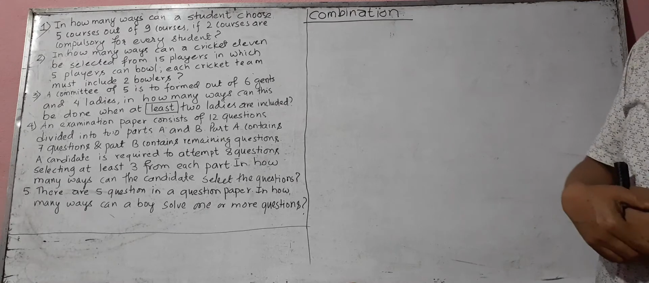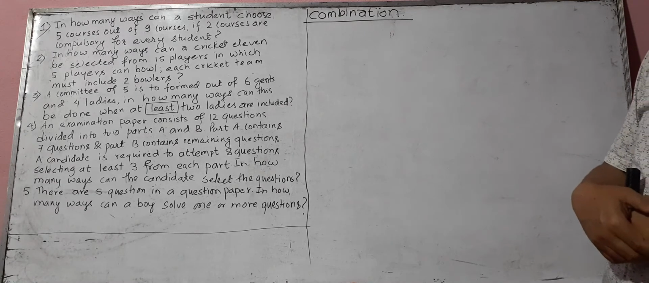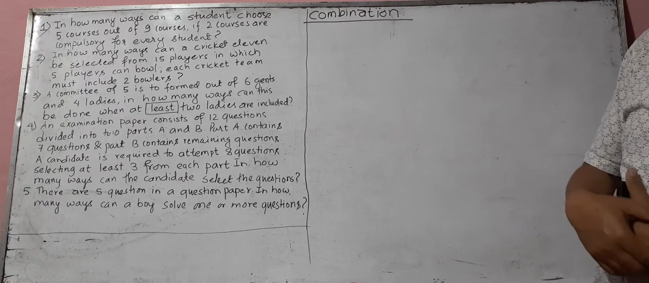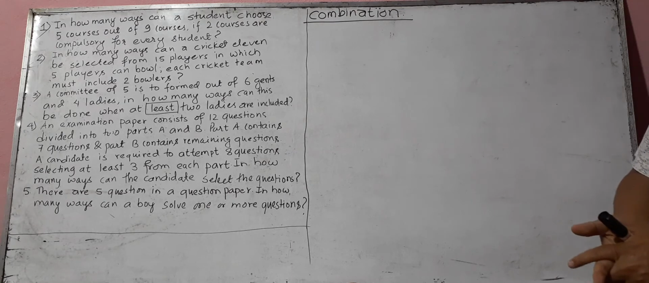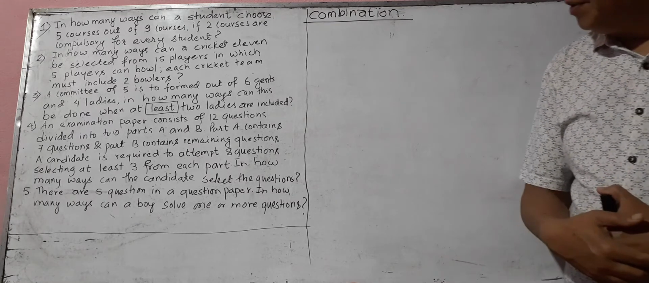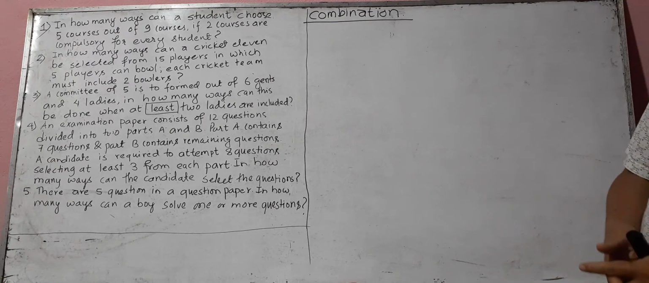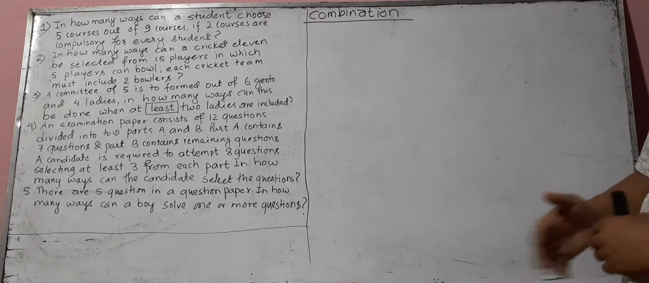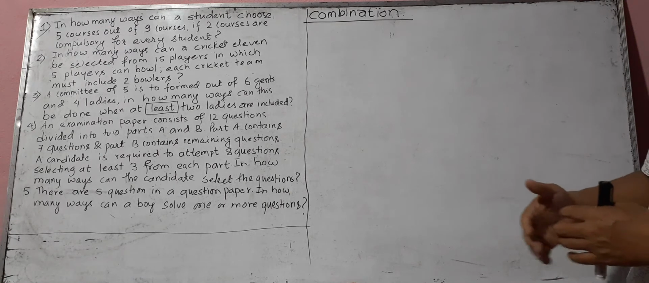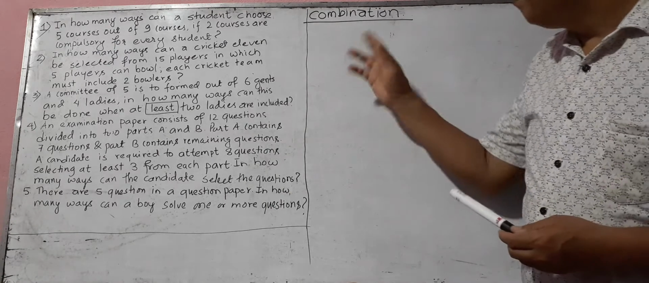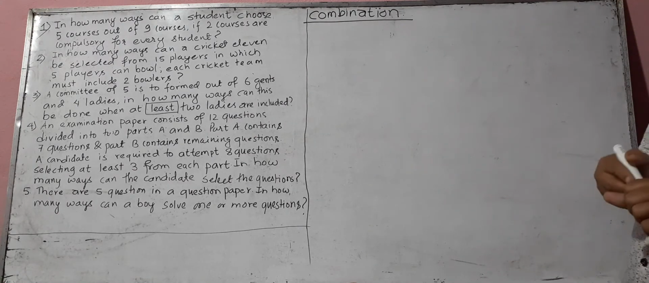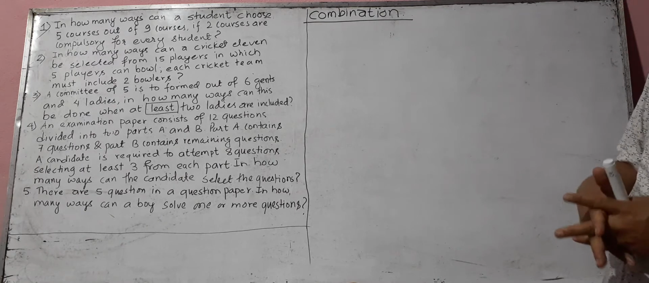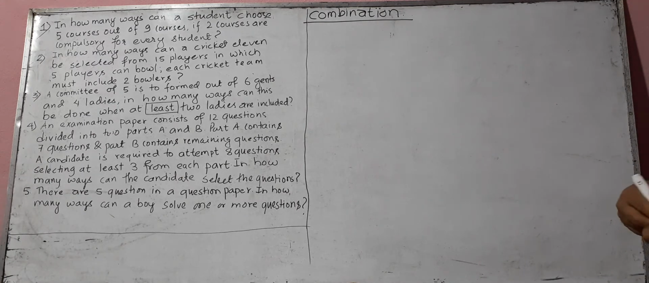Now, combinations. Combination is just a selection, the process of selecting objects without regard to order. In previous videos, we discussed permutations, and a permutation is an arrangement of objects in a definite or specific order. But combination is not like that. The order is not specific in combinations. Combination is the process of selecting objects without any specific order.